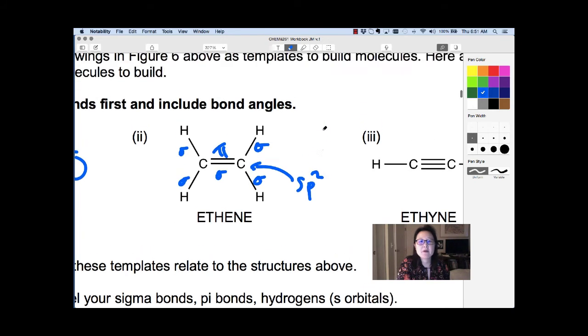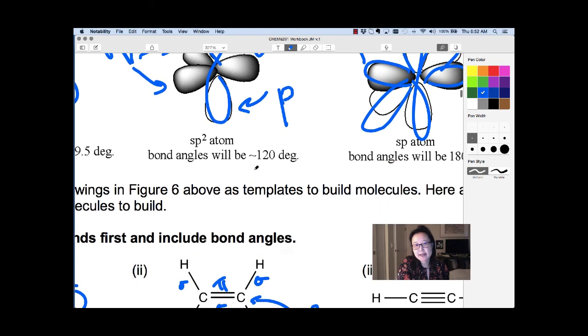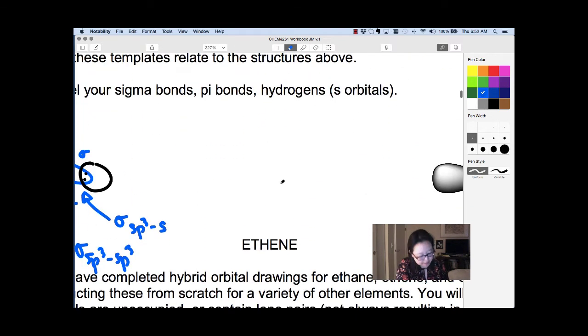All right, so now I'm going to go up to my template for sp2. I'm going to drag that down. So remember, it's 3 sp2 hybrids and an unhybridized p. I'm going to take that template and bring it down. 1, 2, 3. And remember, VSEPR theory says 3 bonding domains, they spread out, it's 120 degrees. This is what we call trigonal planar.